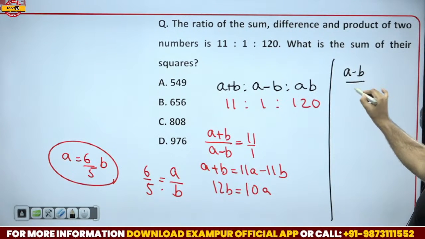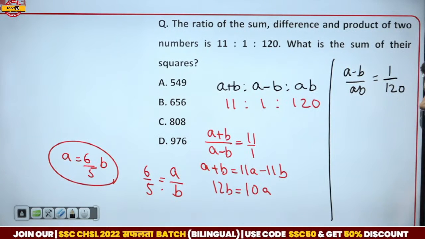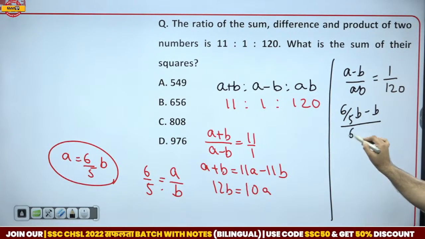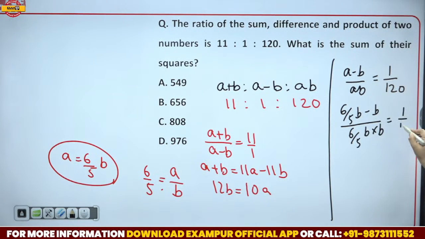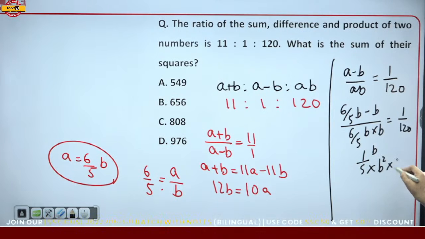A minus B upon AB is 1 upon 120. A is 6 by 5 B, minus B. A is 6 by 5 B into B is equal to 1 by 120. 6 by 5 minus 1 is 1 by 5 B. And this is B square 6 by 5.